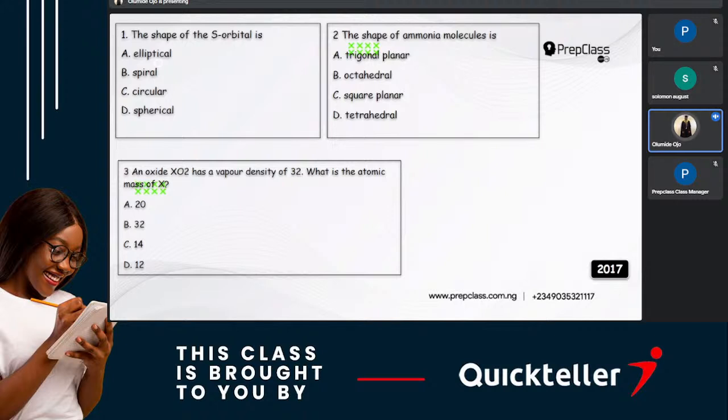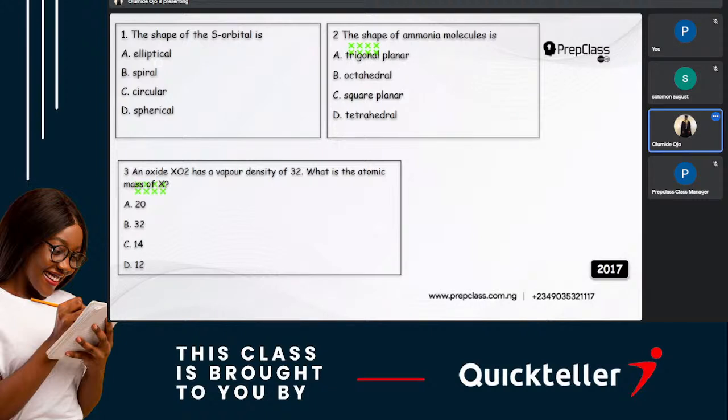So what's the shape of P orbital? Dumbbell shape. Good. So the answer is what? The shape of S orbital is spherical. So number 2.